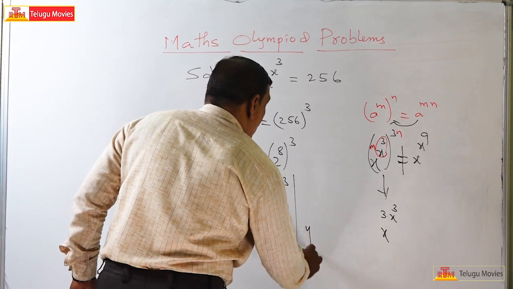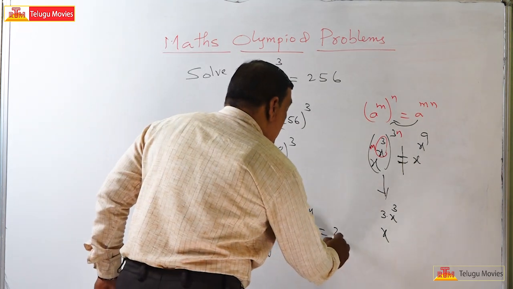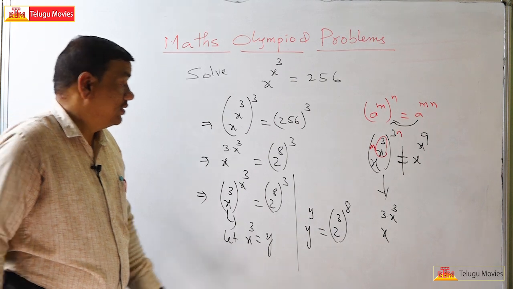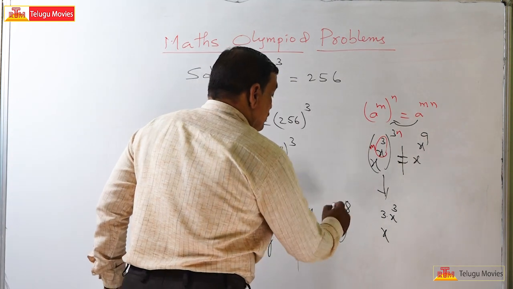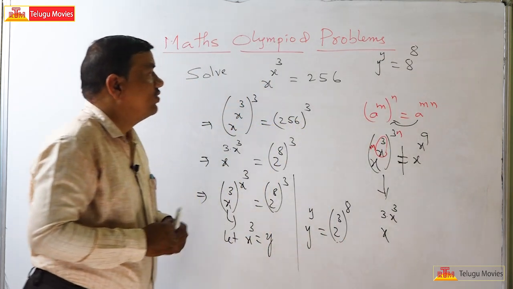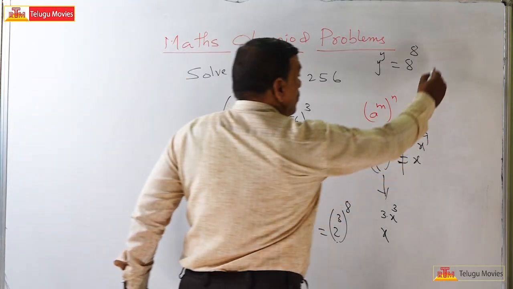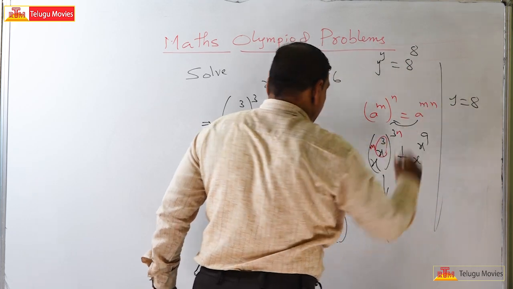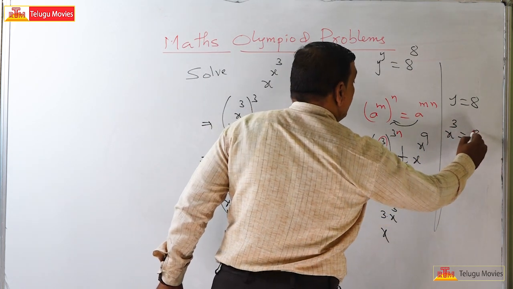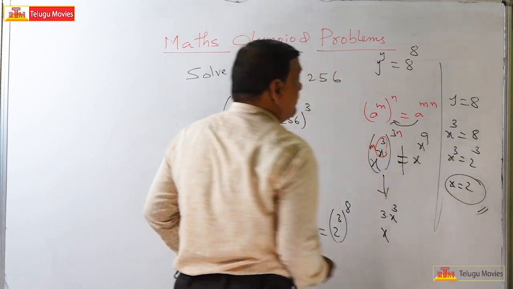So this is equal to y to the power of y is equal to, see here, this can be written as 2 cube whole power 8. 2 cube means what? 8. So y power y is equal to 8 power 8. Clearly, y is equal to 8. Y means x cube. X cube is equal to 8, x cube is equal to 2 cube, x is equal to 2. 2 is your correct answer.